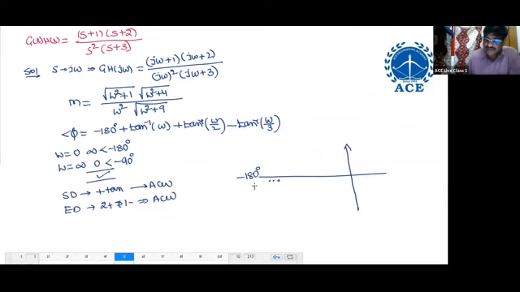So it starts at omega 0, moving anti-clockwise, and ends at minus 90 at omega infinity, like this. So both the directions are anti-clockwise. Both are same. So like this you have to do.